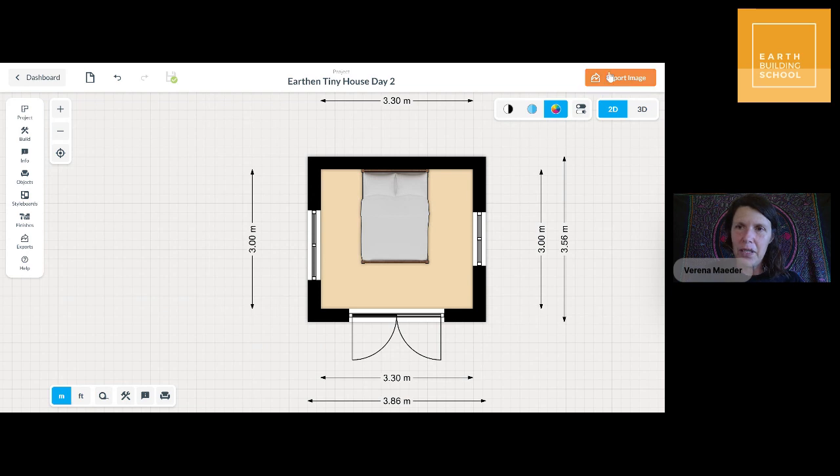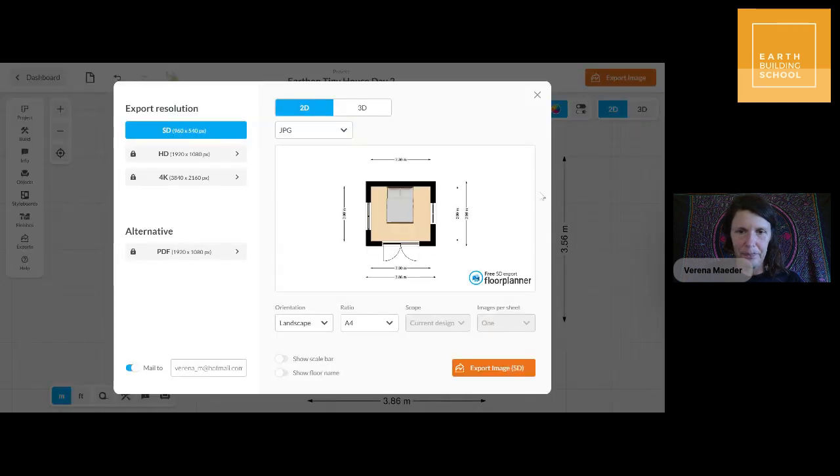And when you're happy, you just go on to export image, and you can export it, or you can take a screenshot of that and then you can share it in the group. Okay, so I think that is as far as I want to show you with the floor planner.